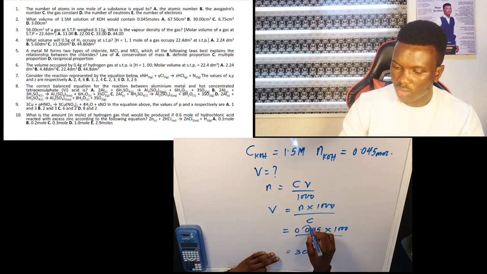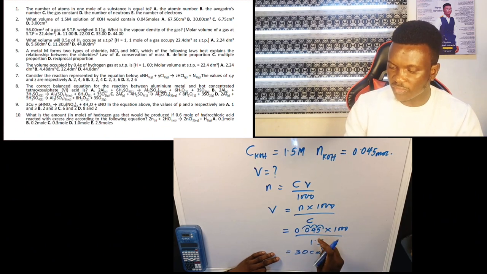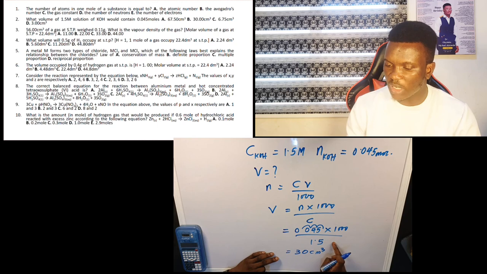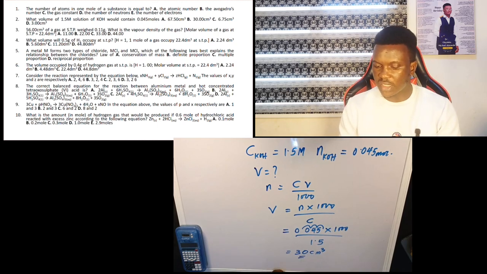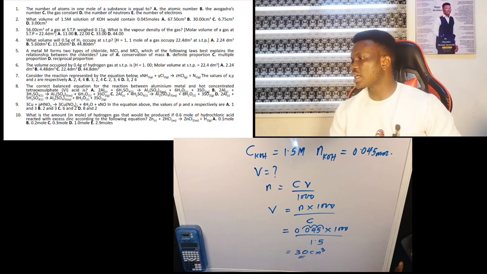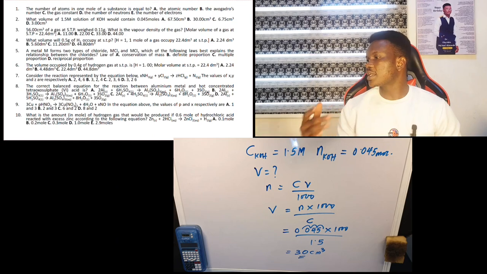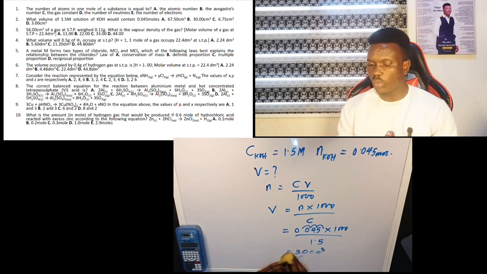Because this will be 1, 2, 3. That's 45. 45 divided by 15, that's 3. You know, this is 15 times 10 raised to the power minus 1. So if minus 1 comes up, that becomes 30. So your answer is 30 cm cubed. So let's check that, number 2. So our answer is 30 cm cubed. So let's move on to number 3.